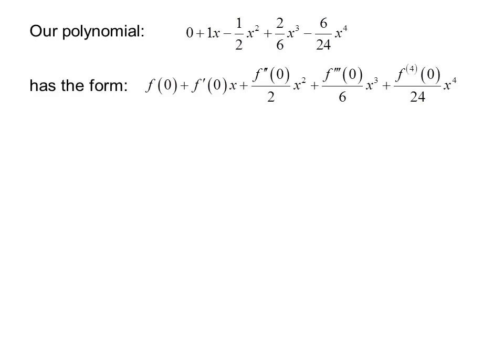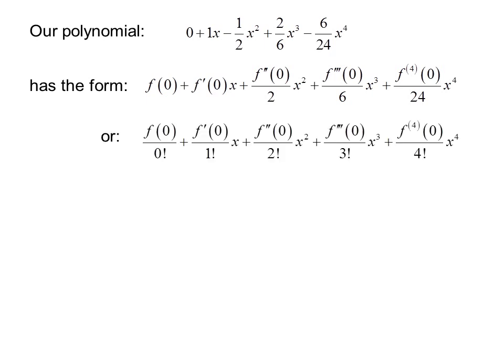Our polynomial 0 plus 1x minus 1/2 x squared plus 2/6 x cubed minus 6/24 x to the fourth has the form f of 0 plus f prime of 0 x plus f double prime of 0 over 2 x squared plus f triple prime of 0 over 6 x cubed plus the fourth derivative of f at 0 over 24 times x to the fourth.